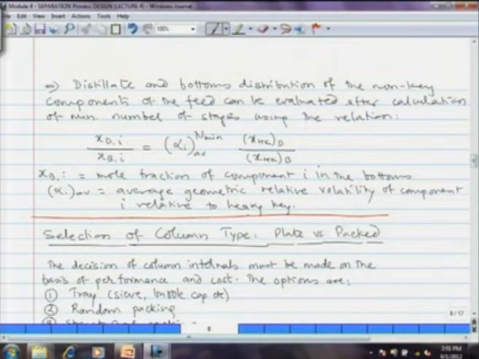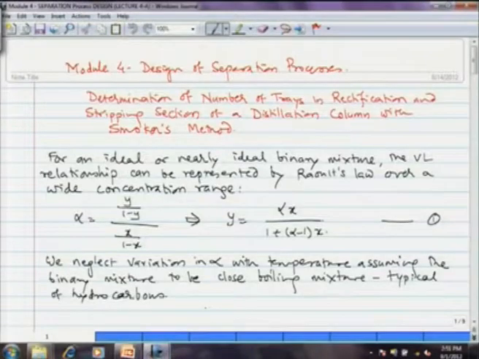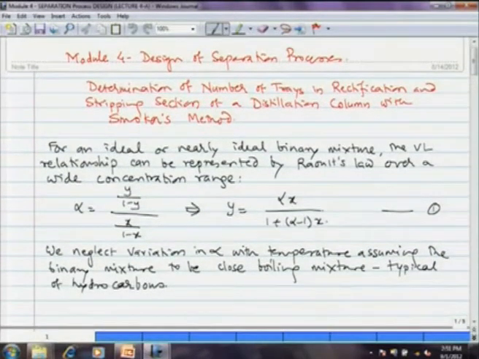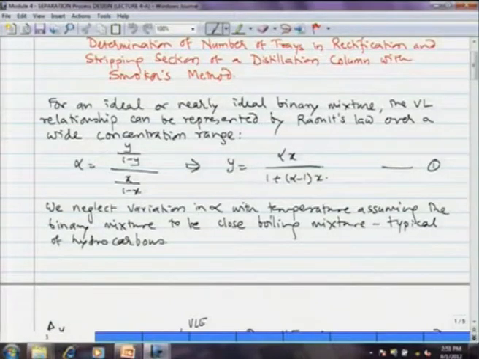This is essentially an analytical solution of the McCabe-Thiele method that you have seen in the mass transfer operations course of NPTEL. This solution was given by Smoker, a scientist in the US, and we shall now see the derivation of this method, that is, the number of trays in the rectification and stripping section of a distillation column. For an ideal or nearly ideal binary mixture, the vapor liquid relationship can be represented by Raoult's law over a wide concentration range. This you have seen in the mass transfer operation course.